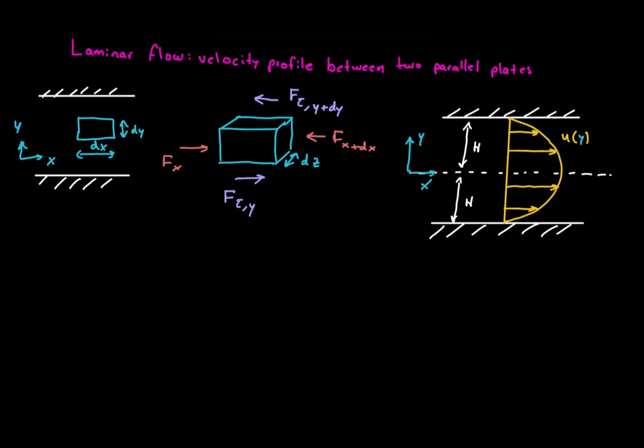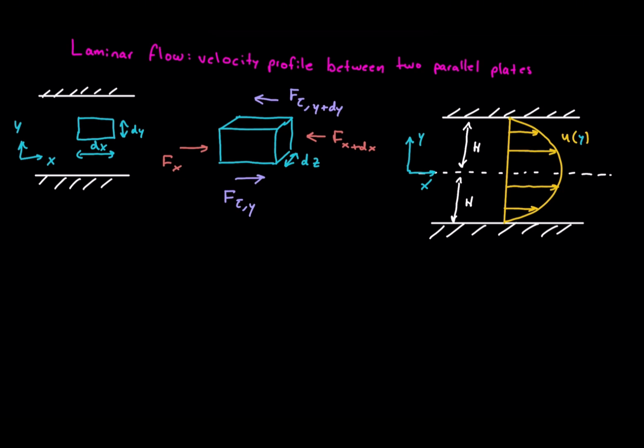We start exactly the same way as for pipe flow, with a control volume and a force balance. The geometry is simple: two large parallel plates separated by a distance 2h. The flow is fully developed, steady, and in the x direction. The velocity depends only on the transverse coordinate y. There is no acceleration in time and no velocity variation along x.